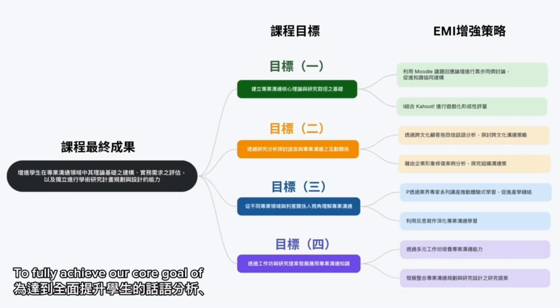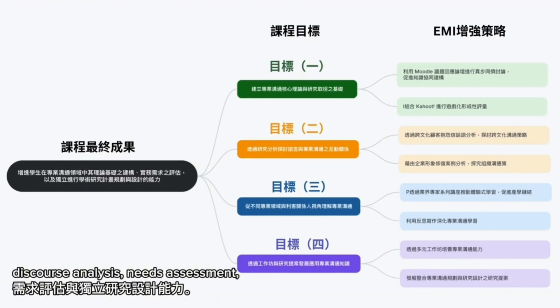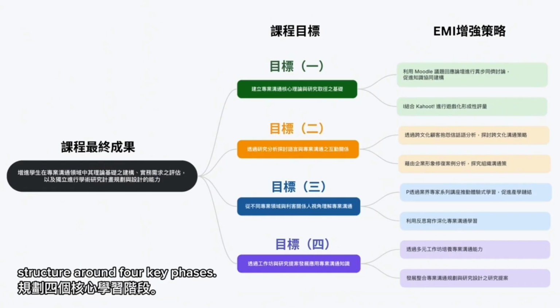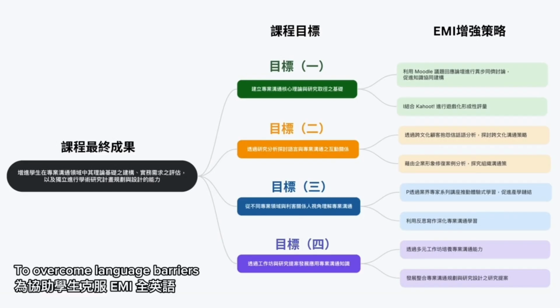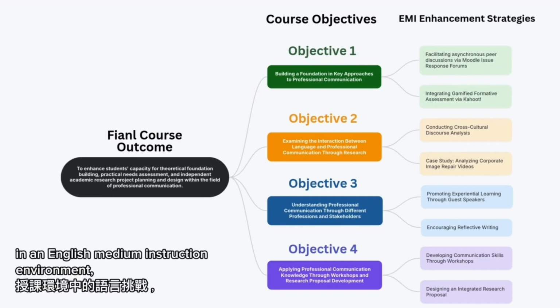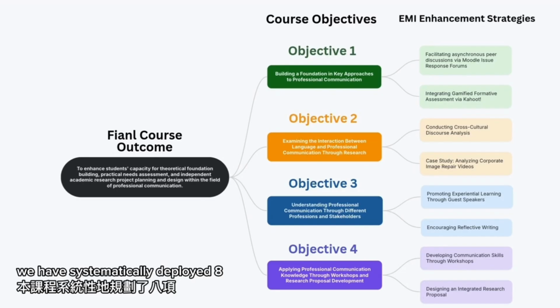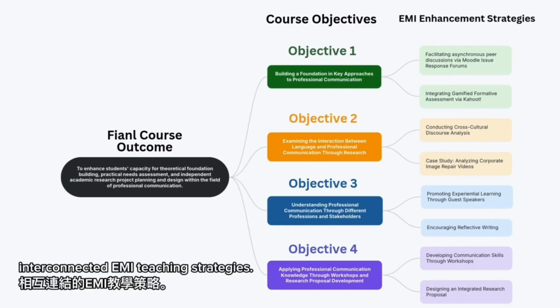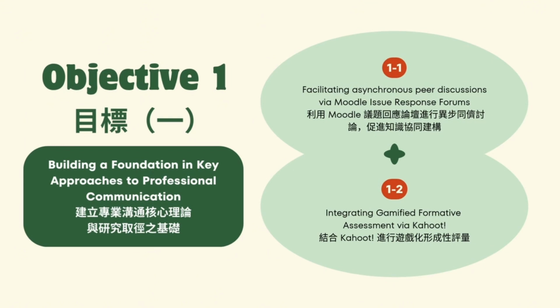To fully achieve our core goal of enhancing students' capabilities in discourse analysis, needs assessment, and independent research design, this course features a modular design structure around 4 key phases. To overcome language barriers and deepen cognitive engagement in an English medium instruction environment, we have systematically deployed 8 interconnected EMI teaching strategies.